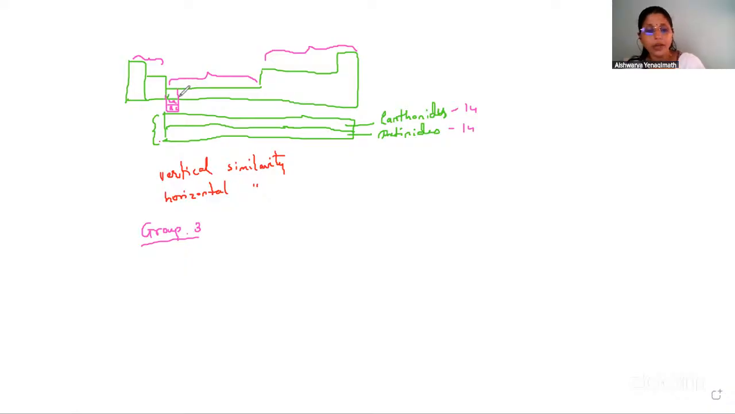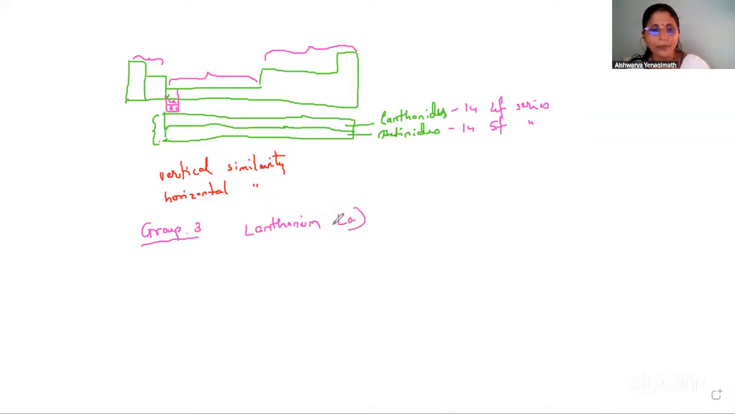So let me explain how. In these F block elements, there are 14 lanthanides and 14 actinoids, right? Lanthanides we call the 4F series, and actinoids I call the 5F series. Why? Because in lanthanides, the last electron enters into the 4F orbital, whereas in actinoids, the last electron enters into the 5F orbitals. The name lanthanides comes from lanthanum.